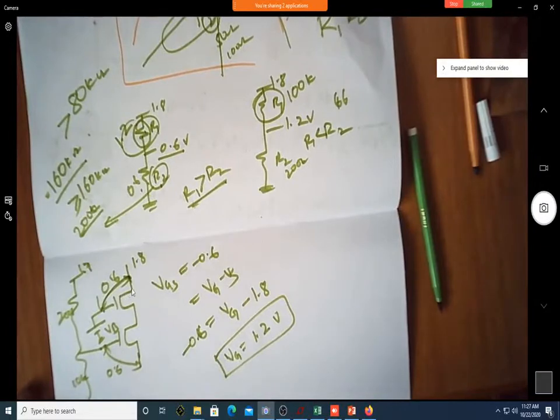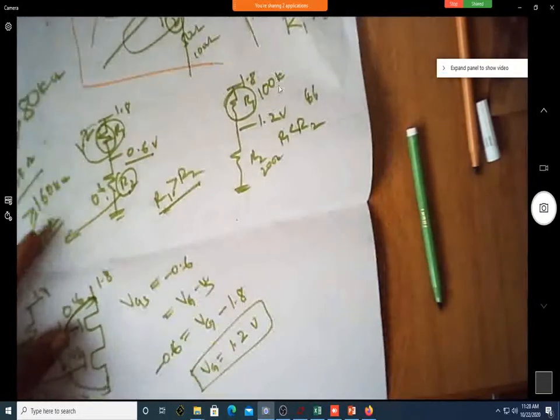So is this clear? Yes, sir. I want to have VGS to be minus 0.6. If this is 1.8, I want this potential difference to be 0.6. Then this has to be at 1.2. If it is 1.2, what is 1.2 minus 1.8? It will become minus 0.6, which is required for your PMOS.